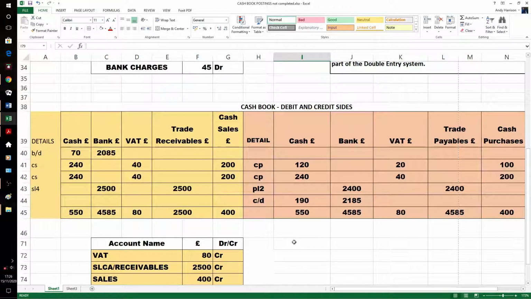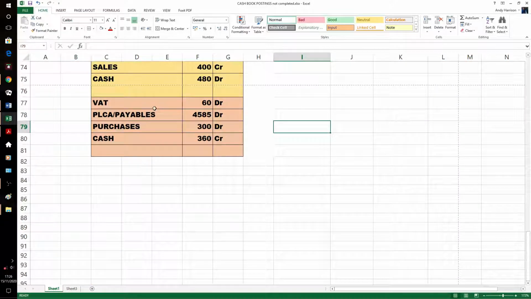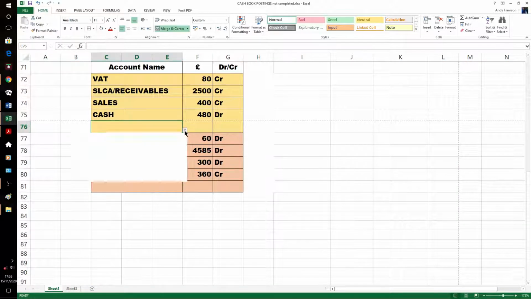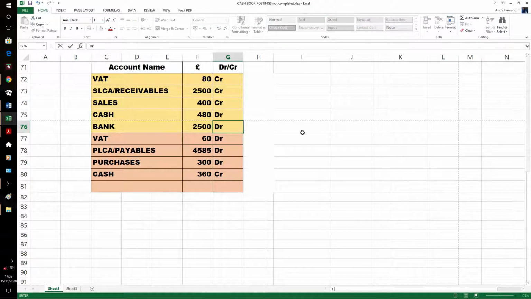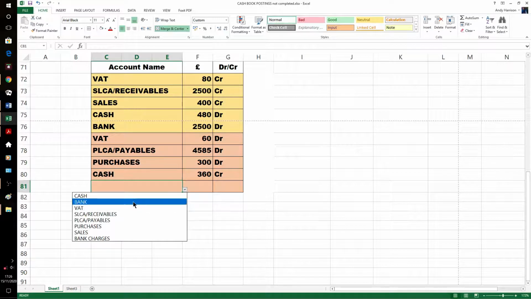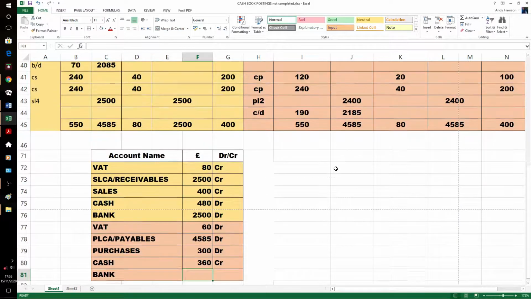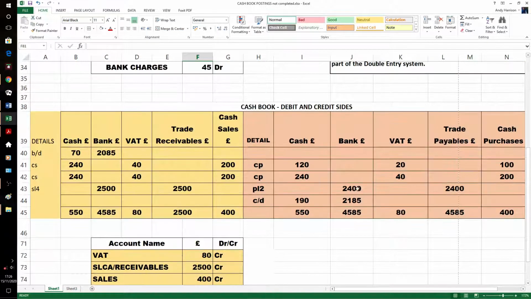So for our bank account, that was a brought down balance. We've actually only had 2,500 in, not the 4,585. So again, we needed to know that to post it correctly. And it's money coming in to our bank account. And then we need to record the money going out of our bank account. Well, how much went out? Not the 4,585, but actually just the 2,400 because that's carried down.